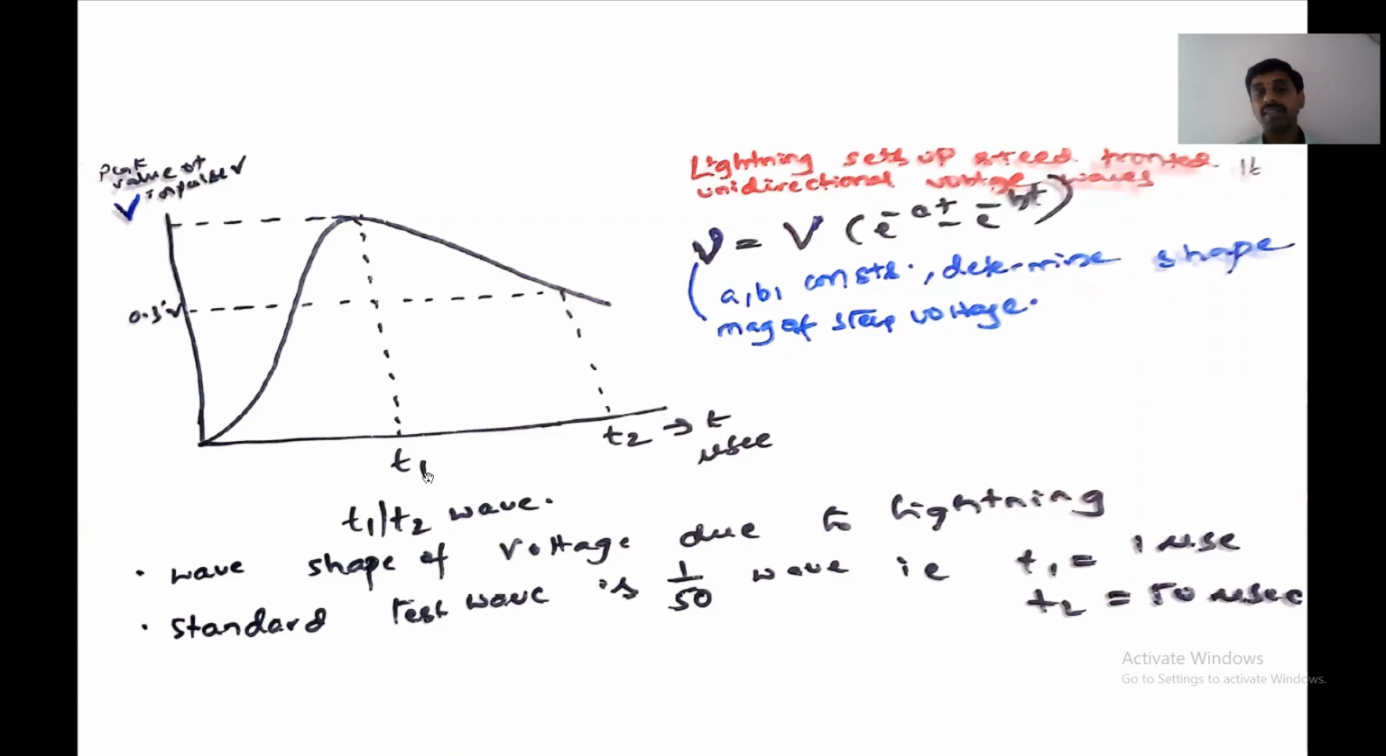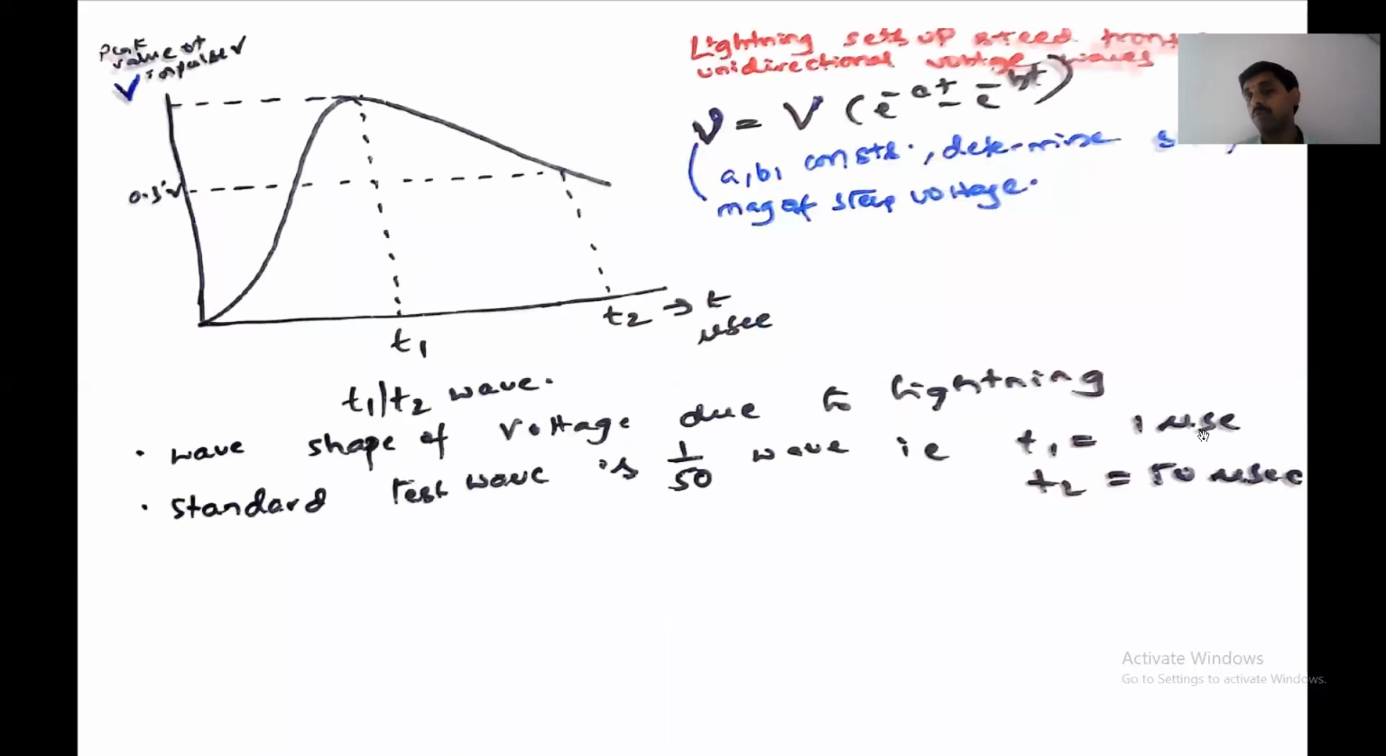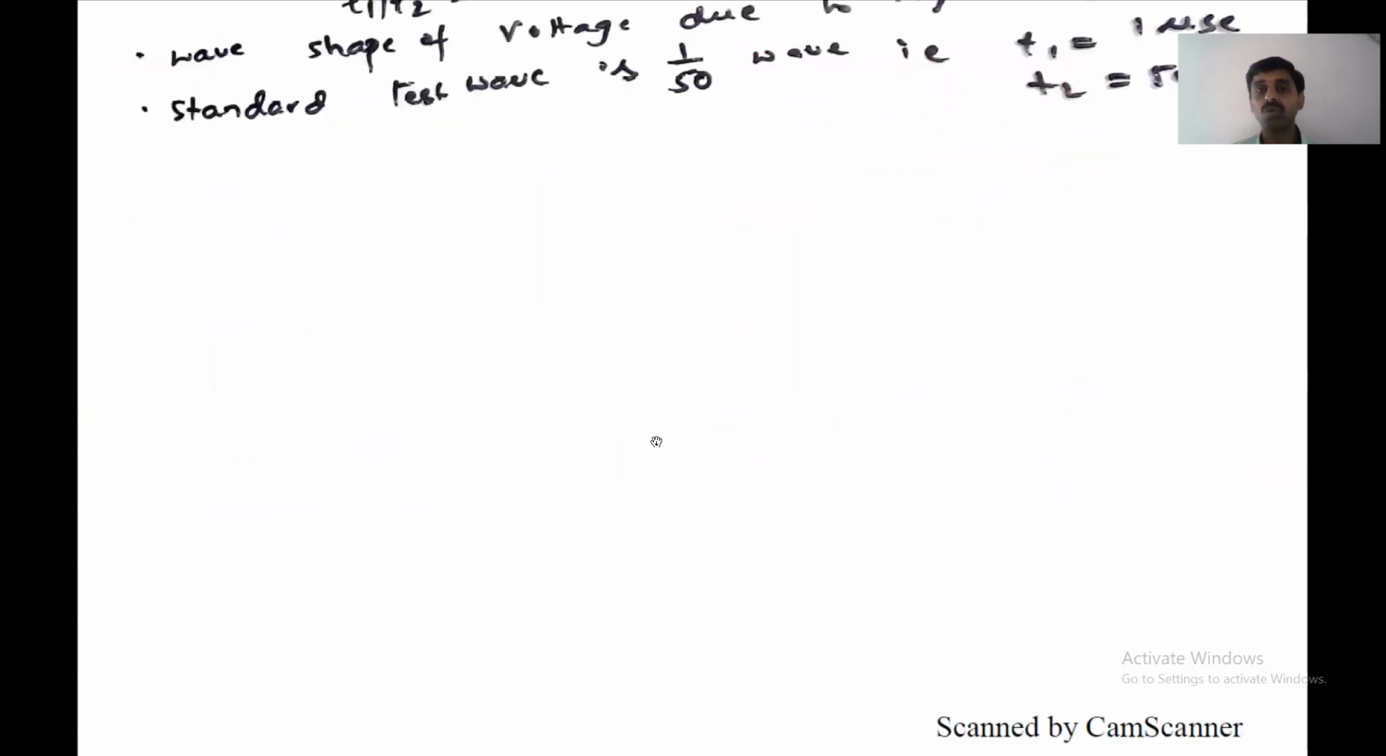Where this is the T1, this is the T2. T1 is the time required to reach the peak value. T2 is the time required to reach 50% of this peak value. That's what I said. So T1 is equal to 1.2 microsecond, and T2 is equal to 50 microsecond. This is the standard way of representation of the lightning wave. That means in less time, more voltage. So that is the representation of the lightning stroke.